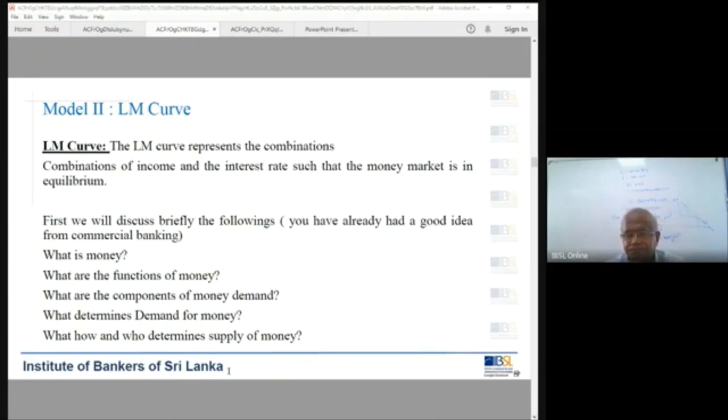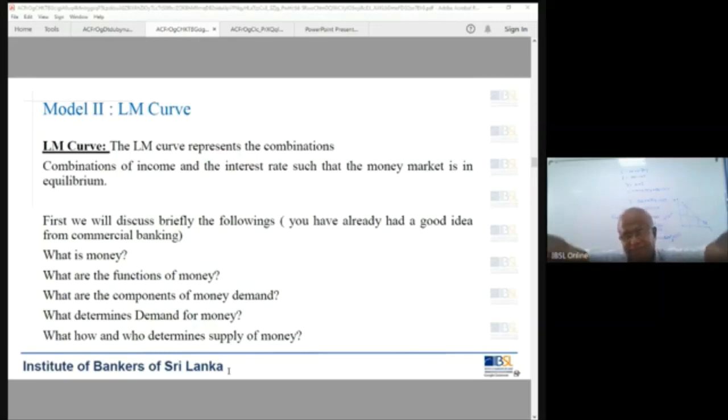Demand for money, right? Functions of money, then the demand for money. That is the key. We need, like the investment function, to understand what are the factors that affect the demand for money. In other words, what is the demand for money function?